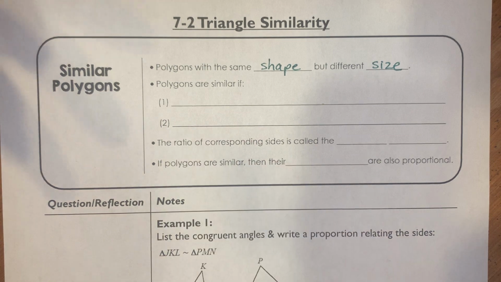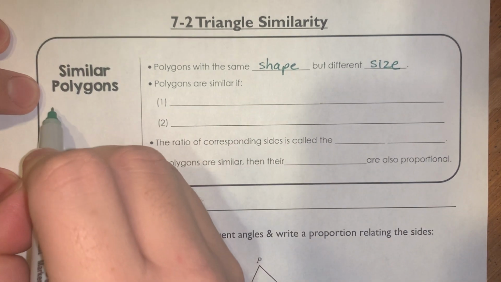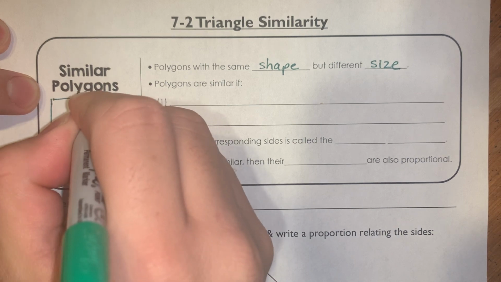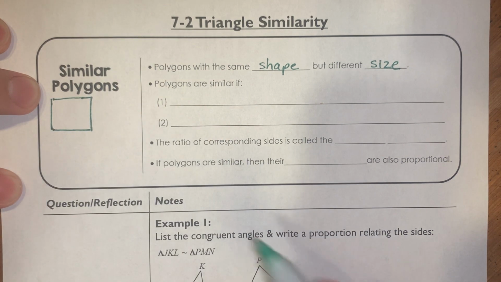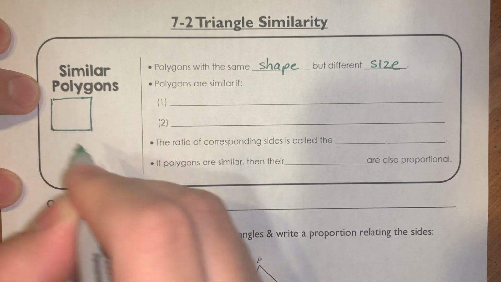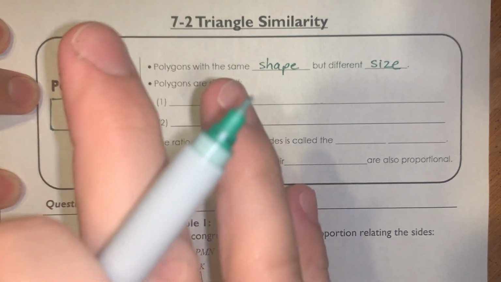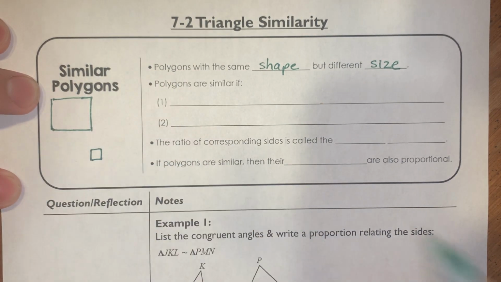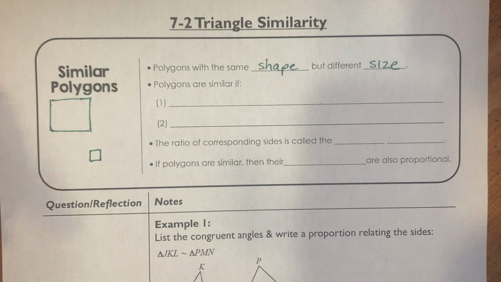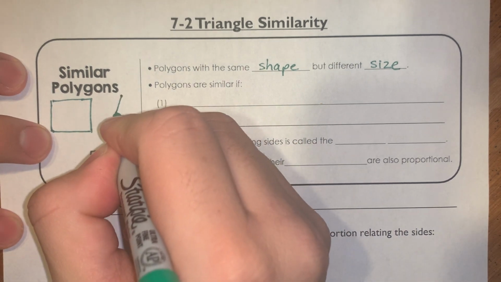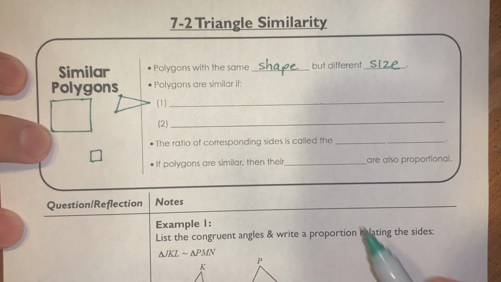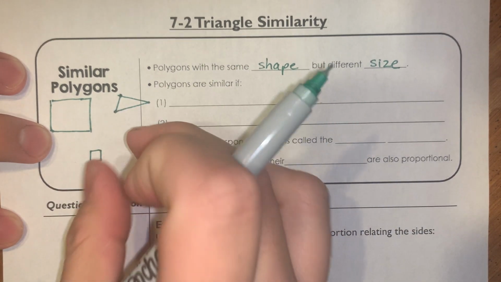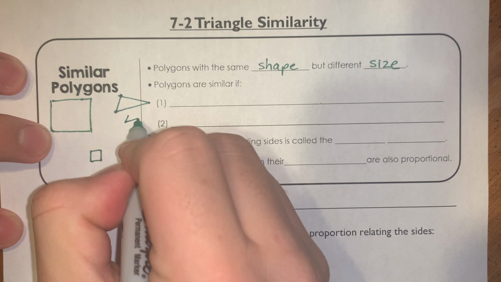A good way of thinking about it is, let's say I have this nice little big square right here. A square that would be similar to that would be either a zoomed out version or a zoomed in version, but every other property about that square is exactly the same. Same thing if I had a big triangle like this. A similar triangle would be one that looks exactly like that, but maybe a zoomed out version of it, just a tiny version of that.